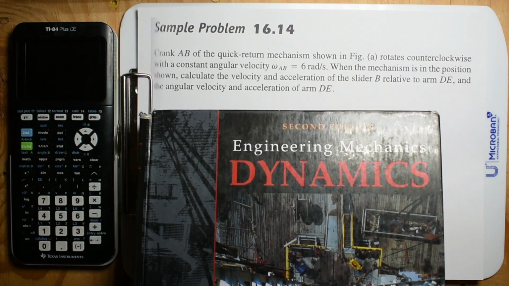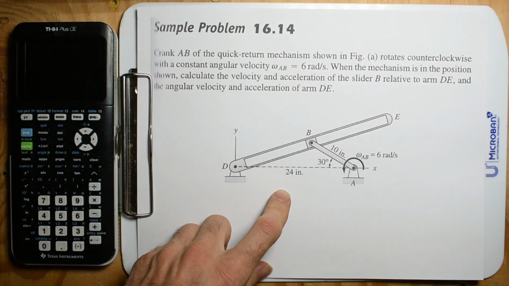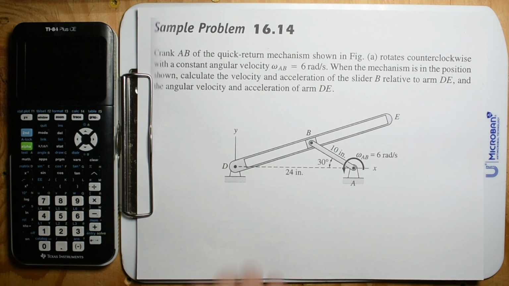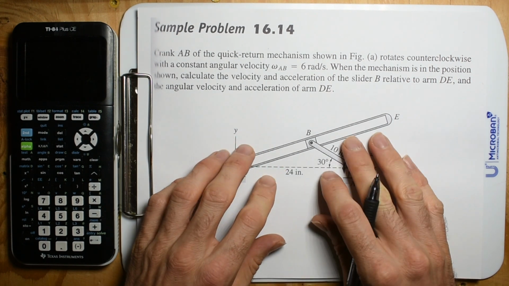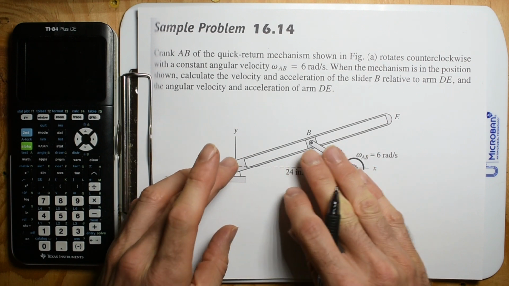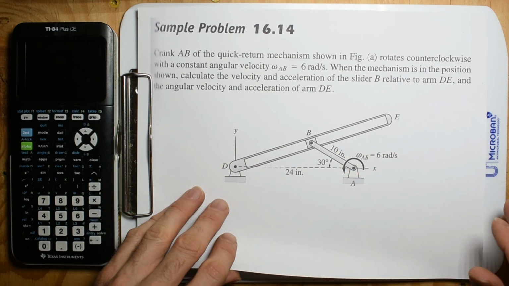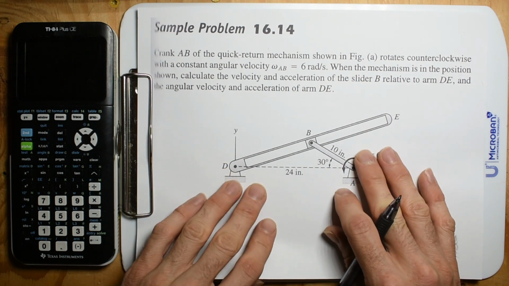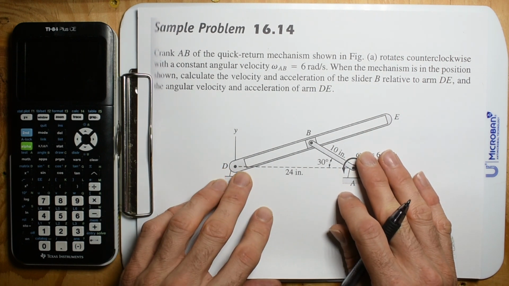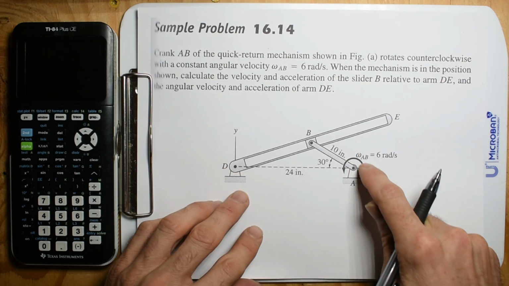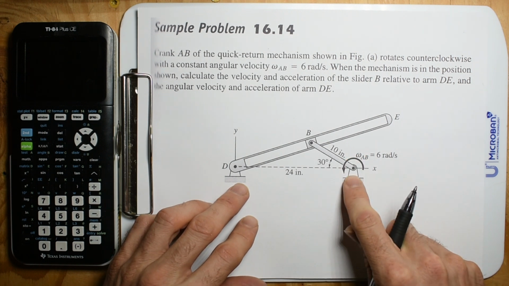Alright, we have dynamics and we have a sample problem. This is in the book. I'm pretty satisfied about this one because I've been practicing setting up problems and seeing if I can derive them myself. The setup is the most important part. So anyway, this spins at 6 radians per second.